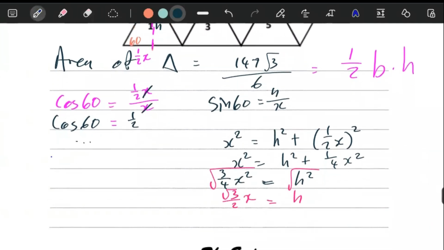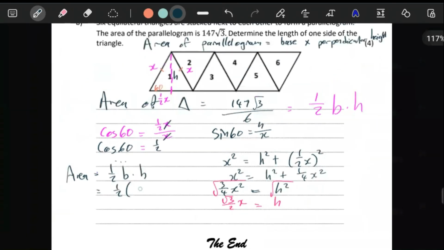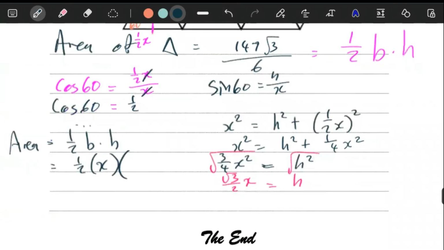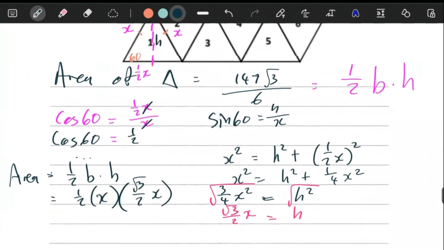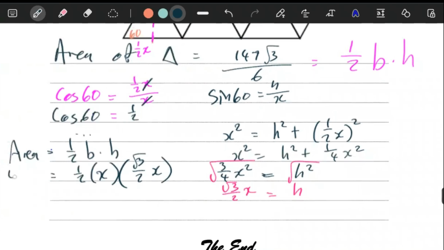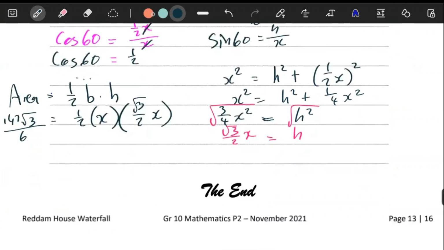Because now you can say the area of one triangle, right? Remember, the area of a triangle is going to be half base times height. So your base is just x. The height is just square root of 3 over 2x. And then we said that this is going to be 147 square root of 3 over 6.